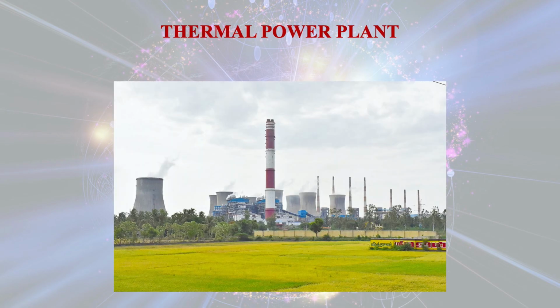Now this picture is for a thermal power plant. In a thermal power plant, in the last class we had discussed that there are 4 important components. One is the boiler, second is the turbine, third is the condenser, and the fourth is the pump. Now we will see how the energy transfer is going on in each and every component.